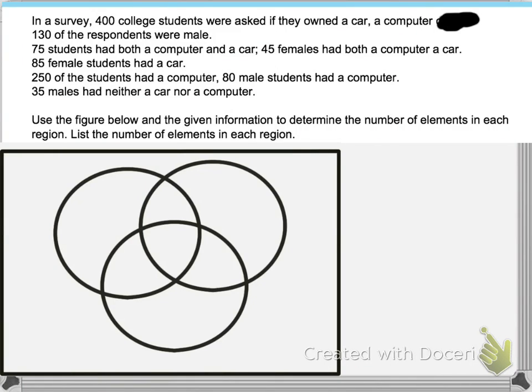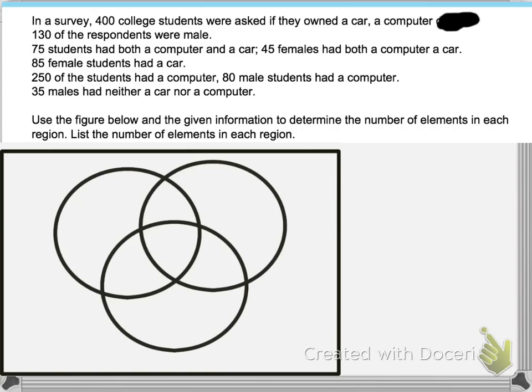In this example, we are going to be dealing with a problem where we have a Venn diagram with three sets. If we read through here, we say in a survey, 400 college students were asked if they owned a car or a computer. 130 of the respondents, of those 400 respondents, happened to be male.